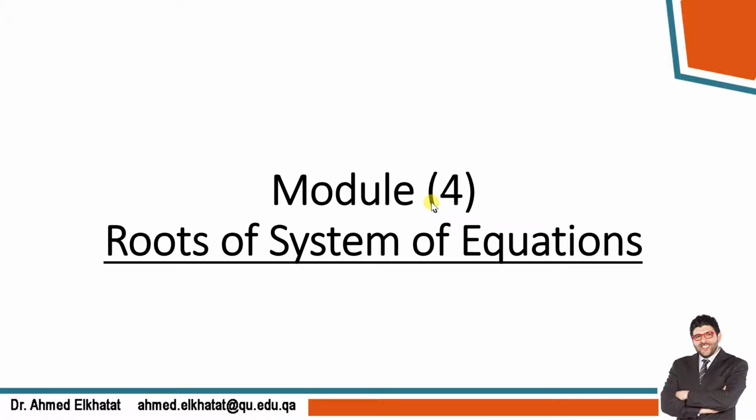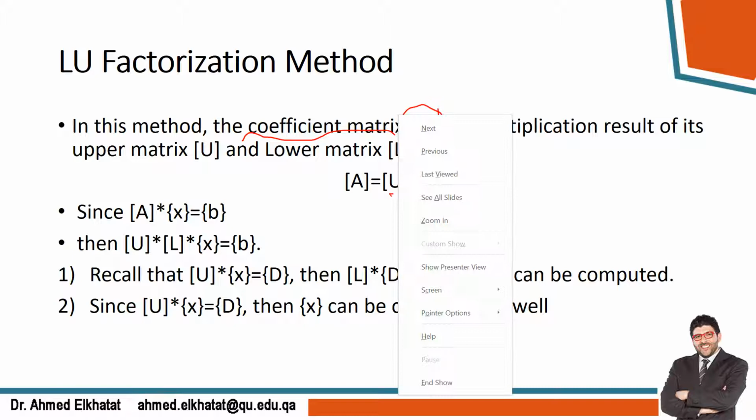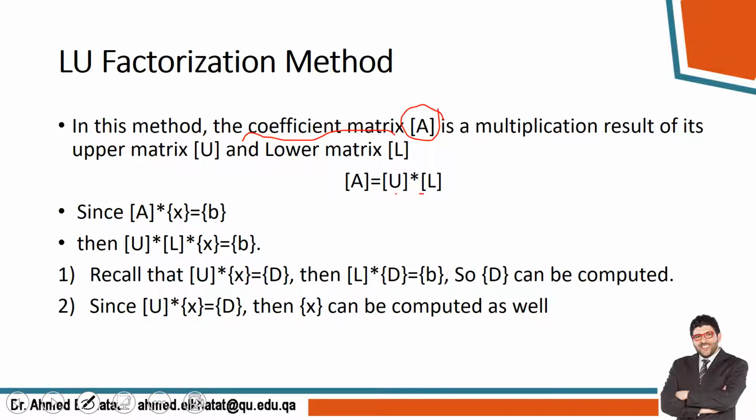We are here still in Module 4, Roots of System Equation, and today we have a new method, the LU Factorization method. It depends on the upper and lower triangles of the matrix. In this method, the coefficient matrix A is the multiplication result of the upper and lower matrices. The upper triangle times the lower triangle together is A.